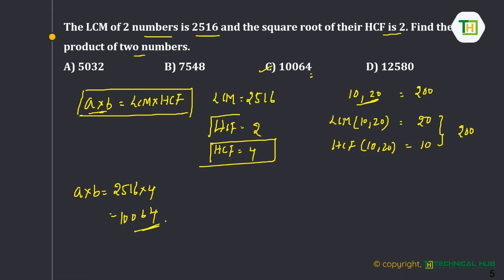A into B is equal to LCM into HCF. Sometimes they will give three values. It means they will give the LCM, HCF, and out of the two numbers, one number will be given. You have to calculate the other number. This one is also a very simple question.